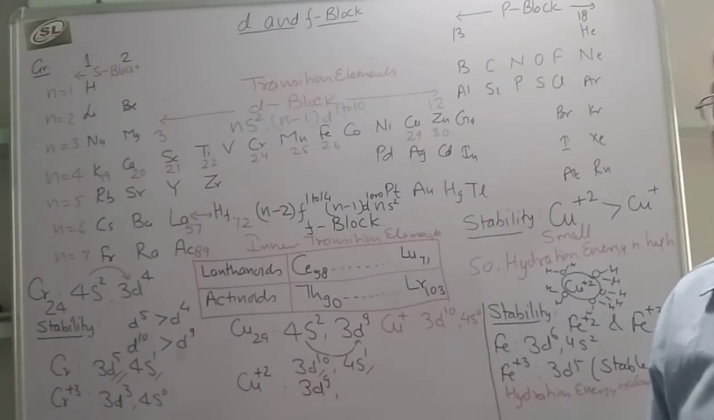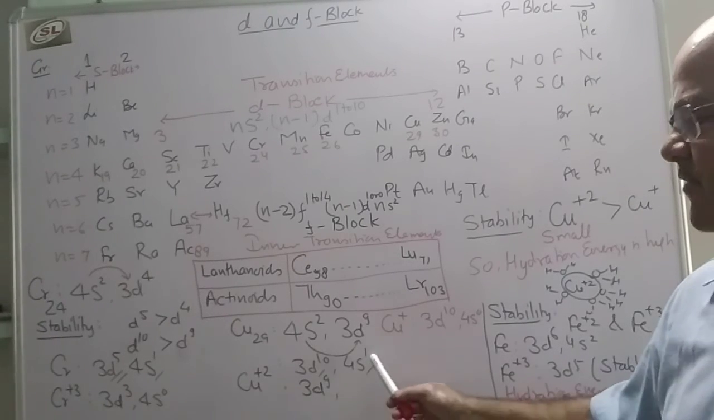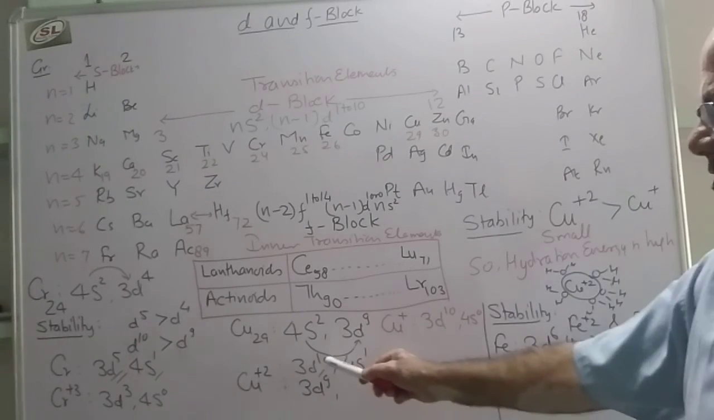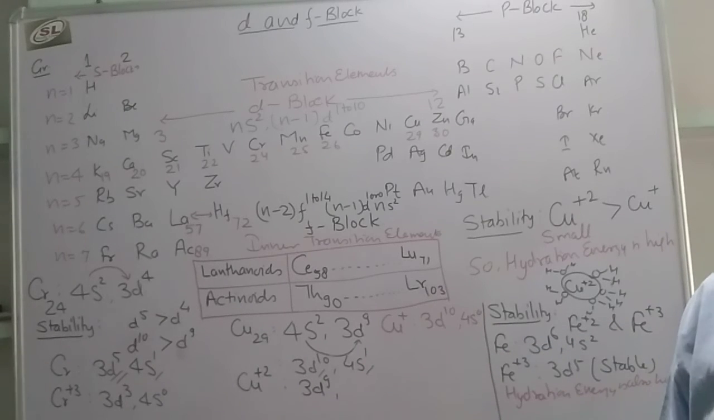Copper plus 2. How can we write the electronic configuration of copper plus 2? We will remove 2 electrons, first from the outermost shell 4s and then one from 3d. So it will be 3d9 4s0. Of course it is our choice whether we write 4s0 or not.